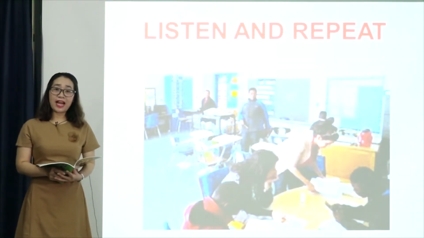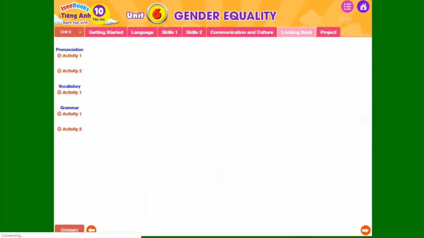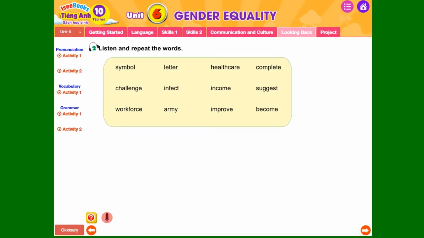Now we continue with Activity 2, listen and repeat. 2. Listen and repeat the words. Symbol, letter, healthcare, complete, challenge, in fact, income, suggest, workforce, army, improve, become.